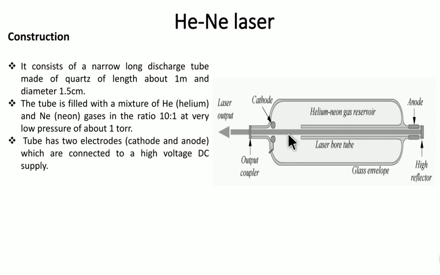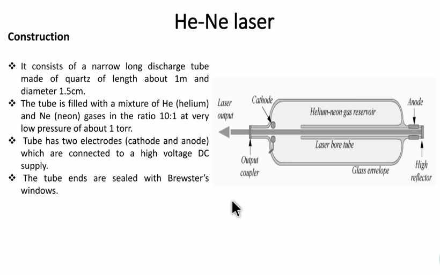The tube has two electrodes, that is cathode and anode. The cathode means filament, which is connected to a high DC power supply, which is in the order of 1000 volts. When we switch on the power supply, the cathode filament gets heated and emits electrons. These electrons start moving towards the anode side. During this time, some collisions take place. These collisions we will discuss later.